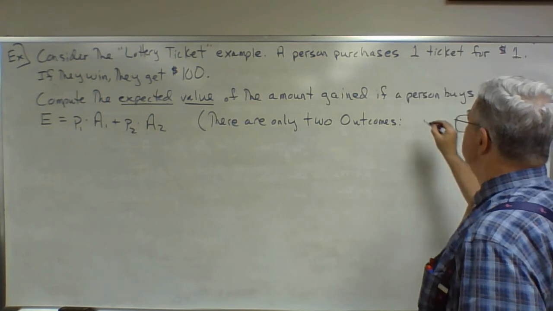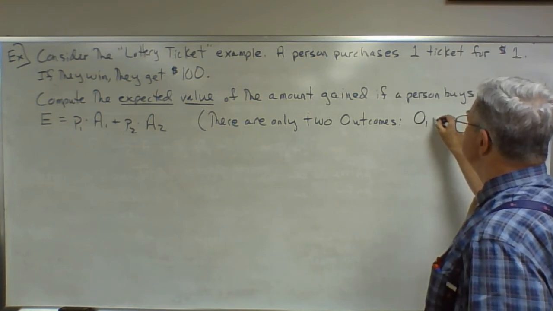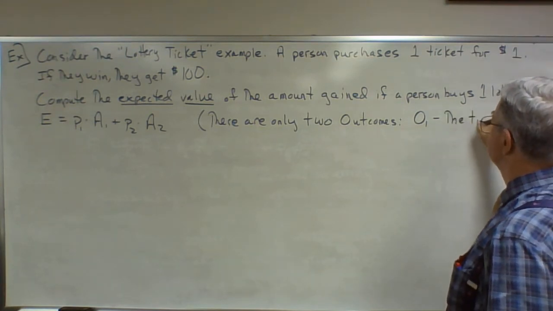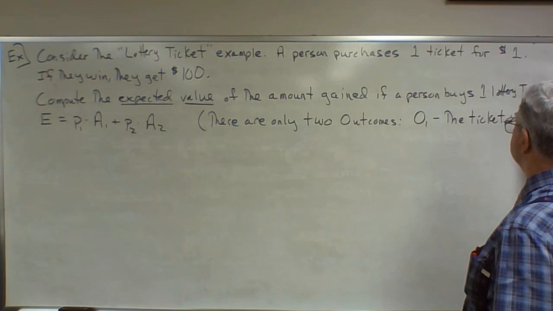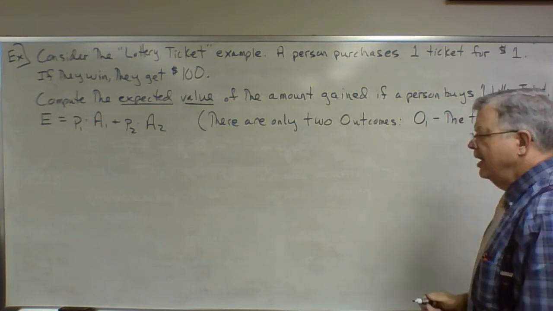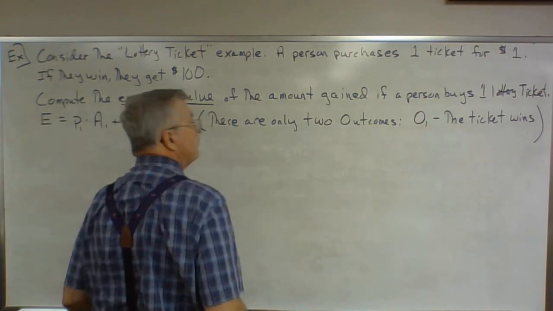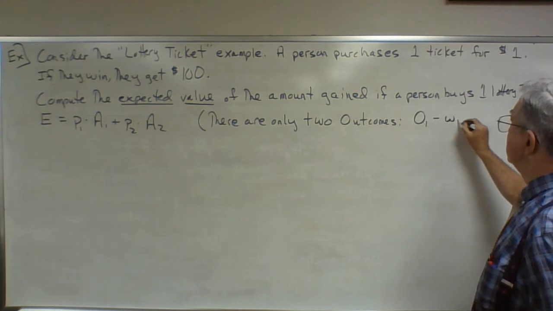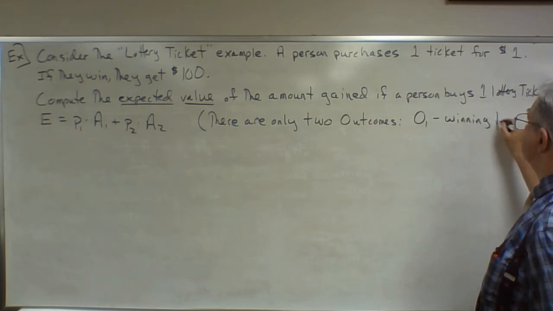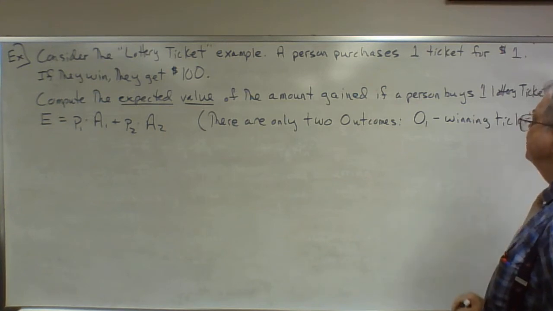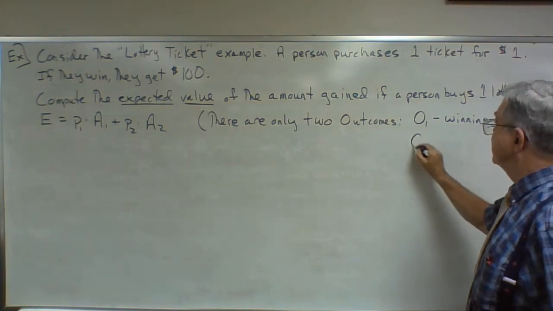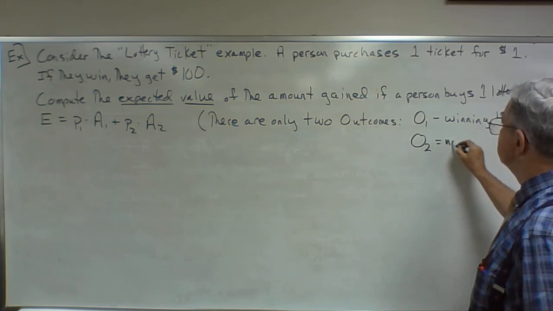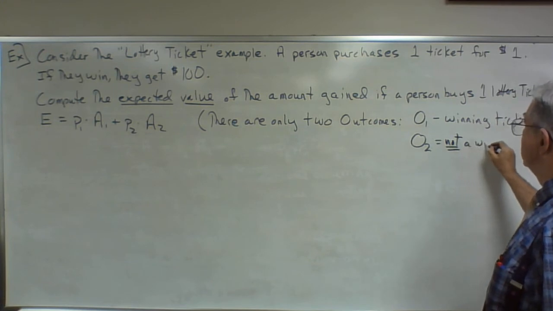There are only two outcomes. I'll say O sub 1 is the first outcome. The ticket wins. The first outcome is that it's a winning ticket. O2, the only other outcome, is not a winning ticket.